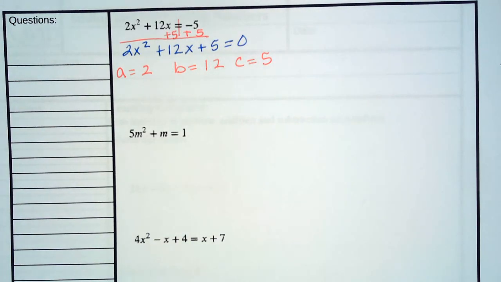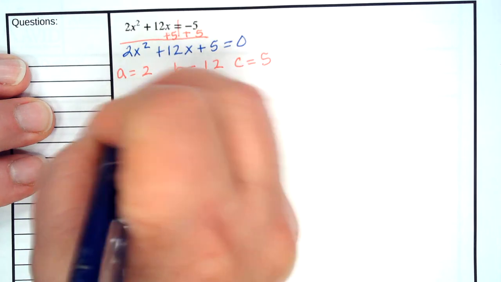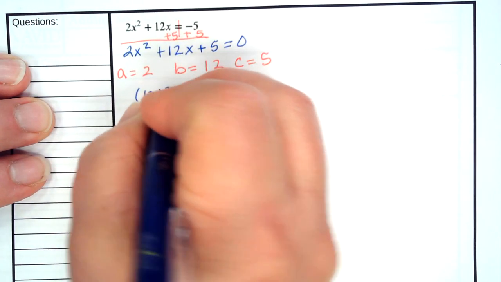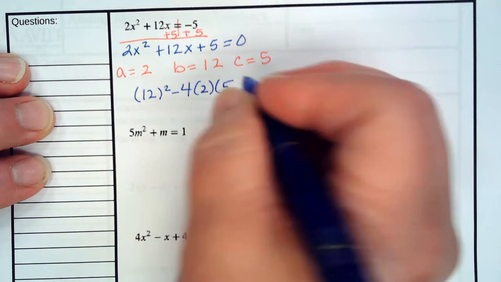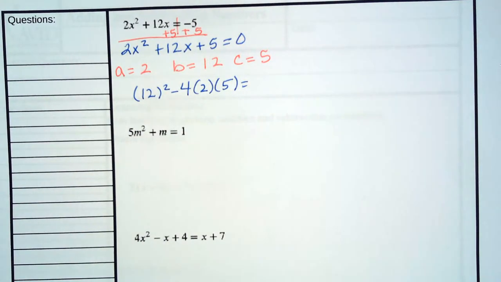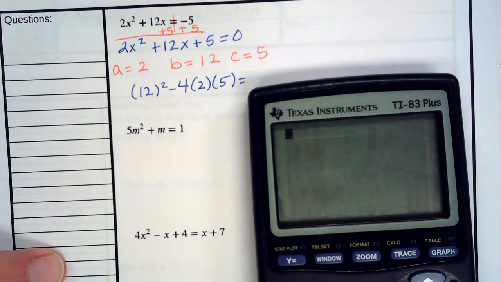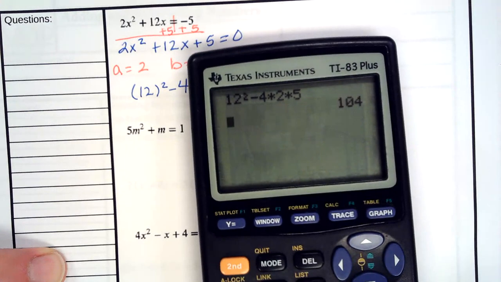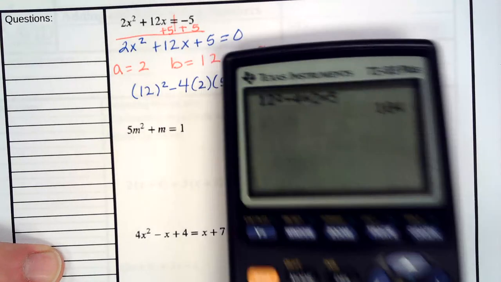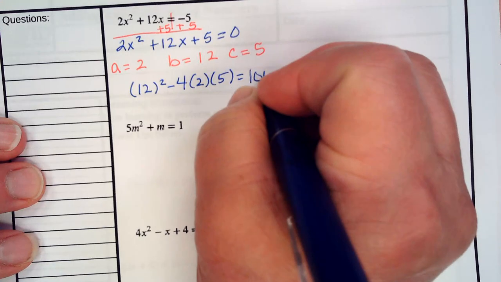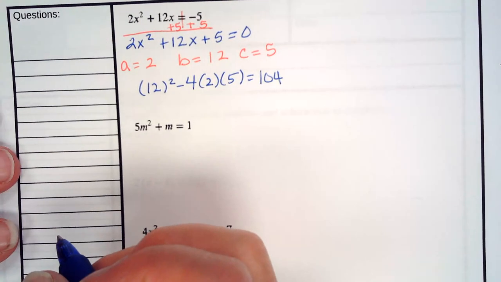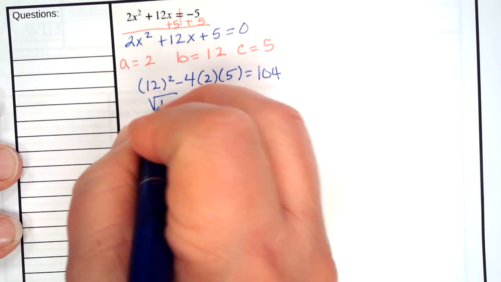Find my discriminant. 12 squared minus 4 times 2 times 5. And I get 104. 104 is not a perfect square, so what do I do next? I've got to take the square root of 104.